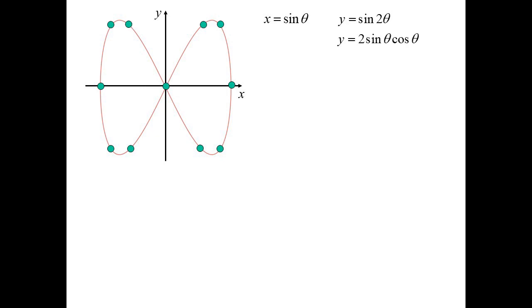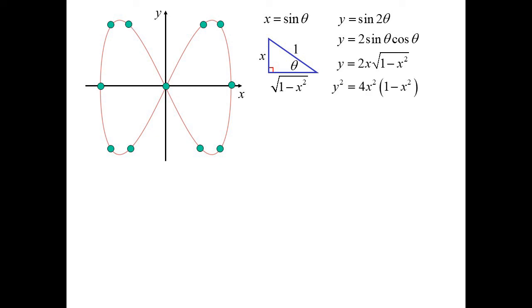Now, the Cartesian equation. I need to use this identity. Sine 2 theta actually turns out to be 2 sine theta cos theta. We'll come across that later. So using a bit of Pythagoras here, if sine theta is x over 1, the adjacent side becomes the square root of 1 minus x squared. I can now substitute into y, and there's the equation of our curve. y equals 2x square root of 1 minus x squared. Well, actually, no, that's not the equation of the curve. That is. y squared is equal to 4x squared times 1 minus x squared, which would get the complete picture.